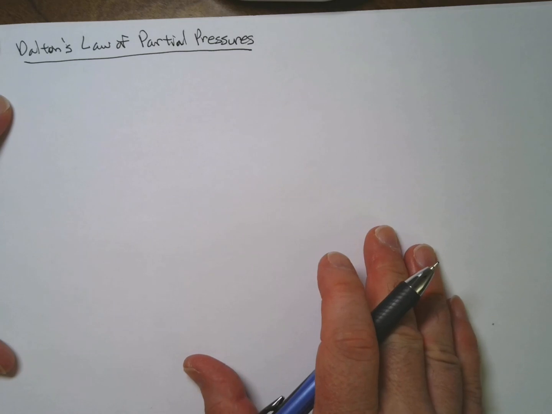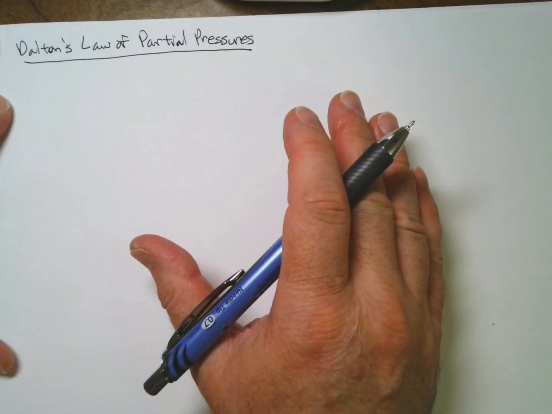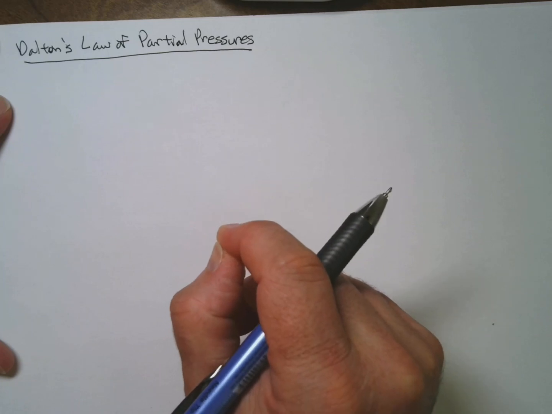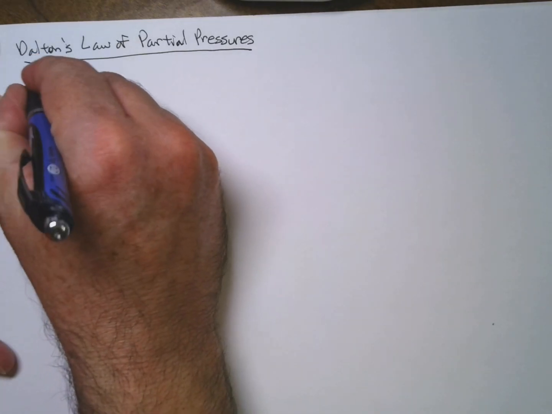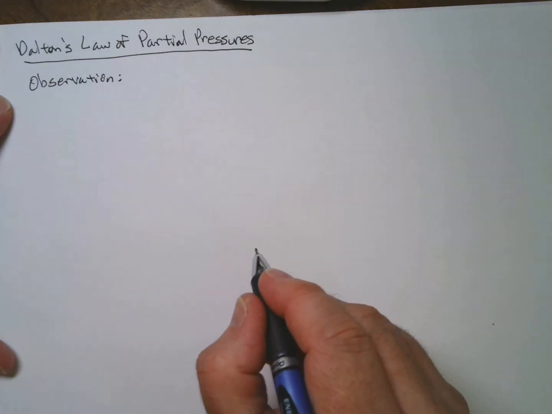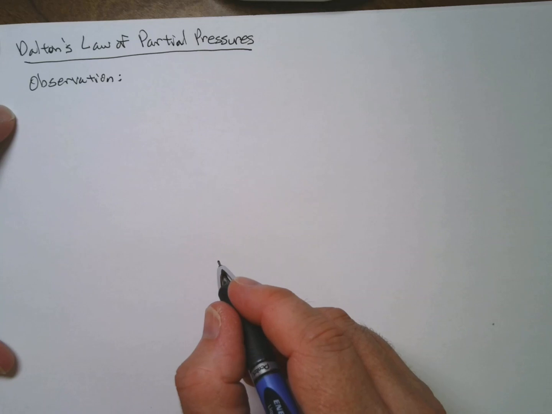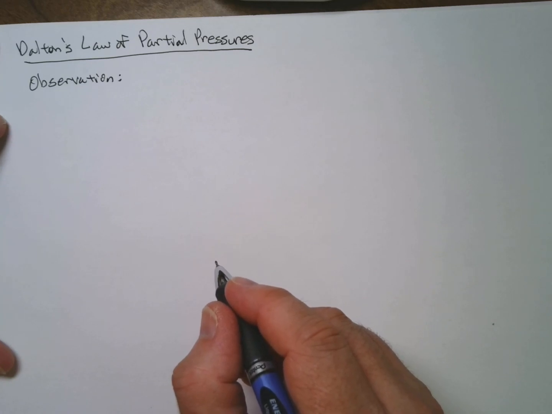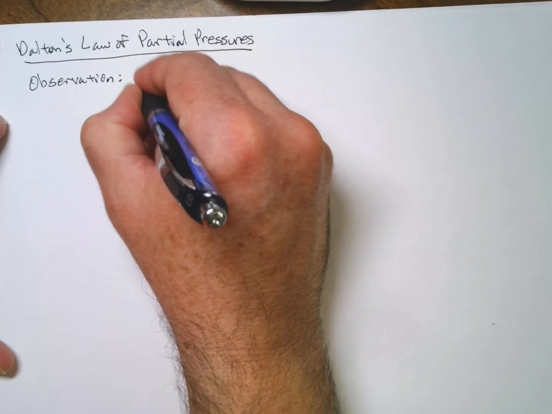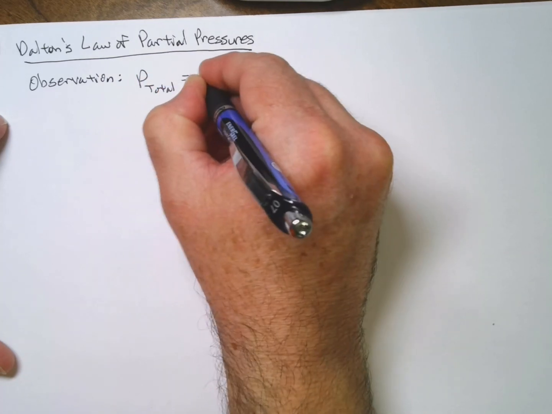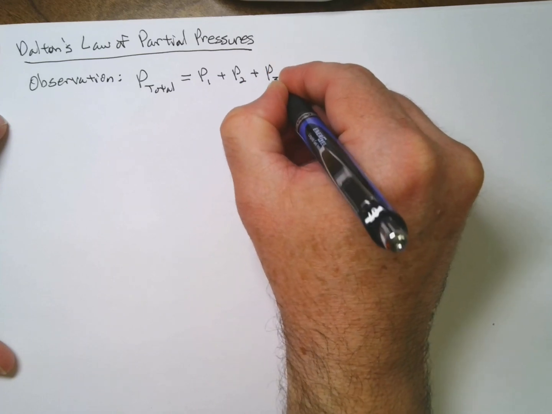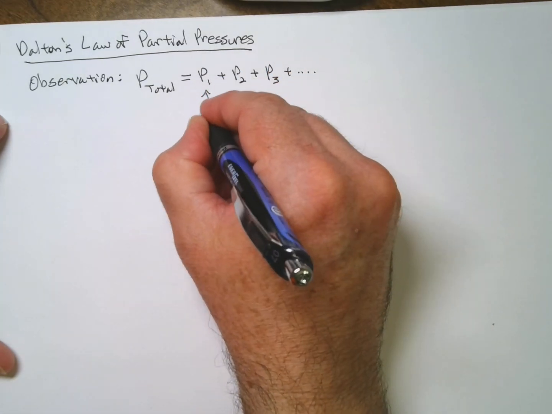Okay, so Dalton observed the following. For a mixture of gases in a container, the total pressure exerted was equal to the sum of the pressures that each gas would exert if it was alone. So I'll read that again. For a mixture of gases in a container, the total pressure exerted is the sum of the pressures that each gas would exert if it were alone. Or we can sum it up in an equation. P total, the total pressure, equals P1 plus P2 plus P3 plus so on, where these pressures are what we call partial pressures.